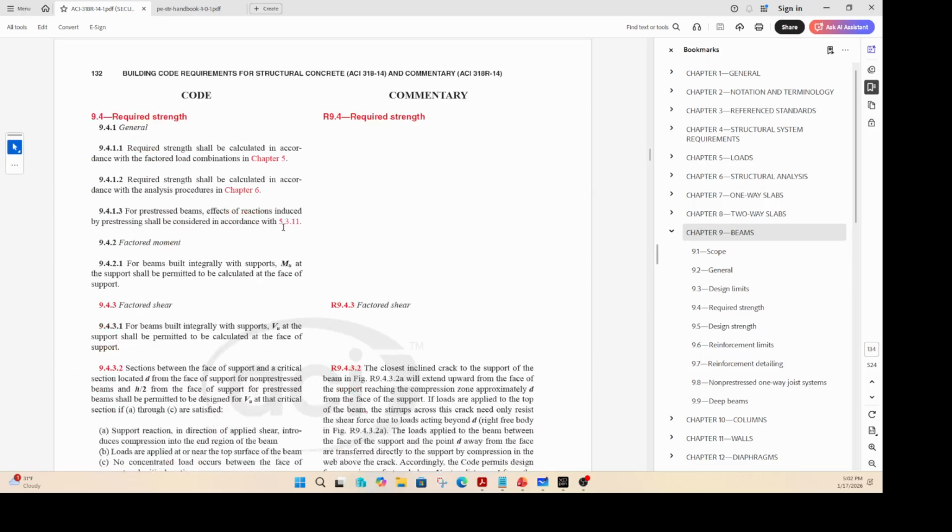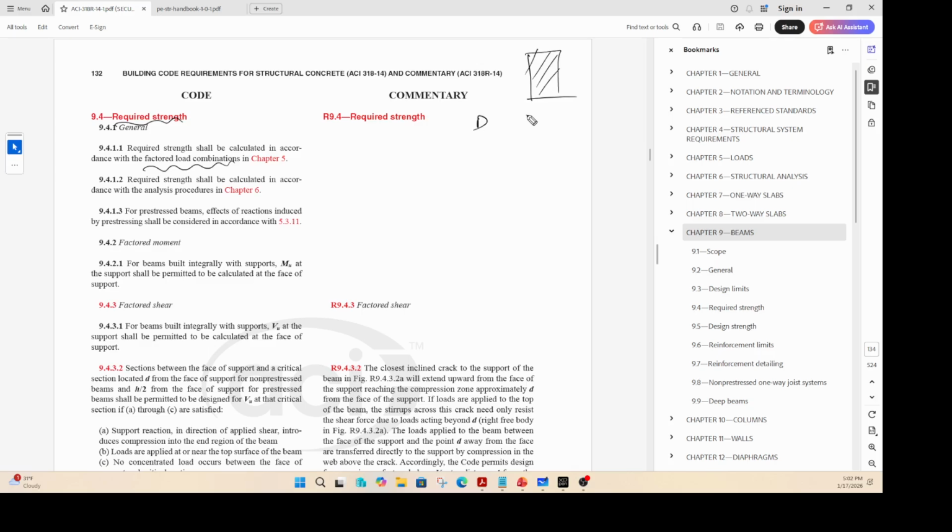Let's talk about this section here. So strength of these beams, right? How do you find the strength value? Strength required shall be calculated in accordance to the factored load combination. Obviously, you have loads and your load cases. You're not designing the section for the load cases. You're designing it for the load combination.